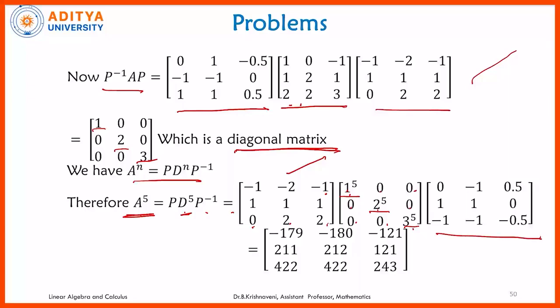Already we calculated P inverse, which is given by 0, minus 1, 0.5; 1, 1, 0; minus 1, minus 1, minus 0.5. On doing the multiplication, we got A power 5 is equal to: first row minus 179, minus 180, minus 121, the second row is 211, 212, 121, and the third row is 422, 422, 243.